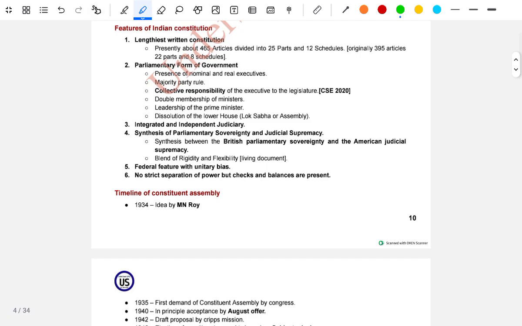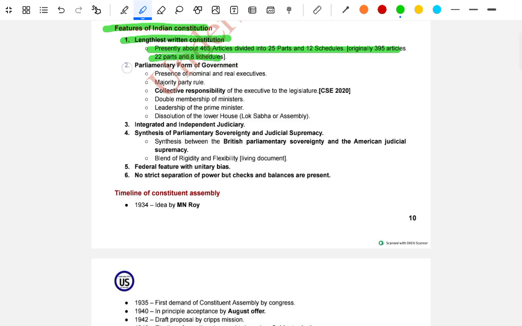Features of the Indian Constitution. First, the lengthiest written constitution, presently about 465 articles divided into 25 parts and 12 schedules. Originally 396 articles, 22 parts, 8 schedules.